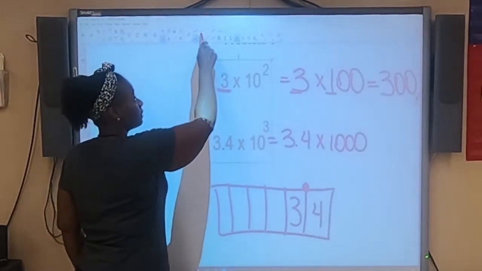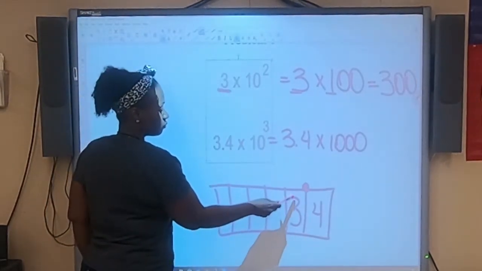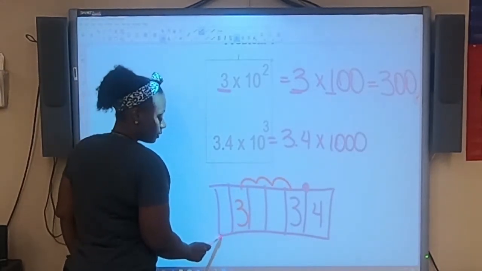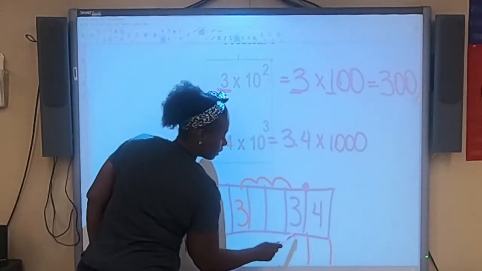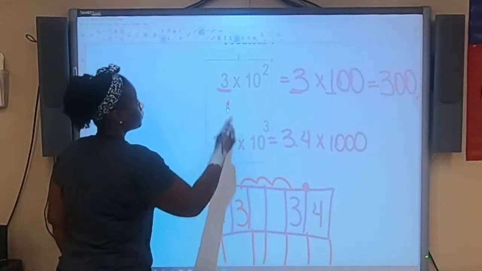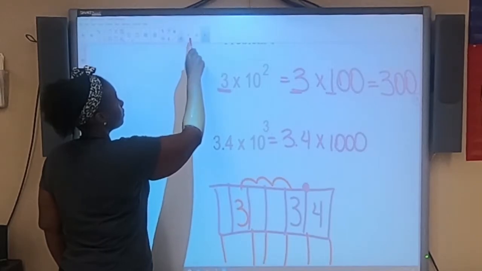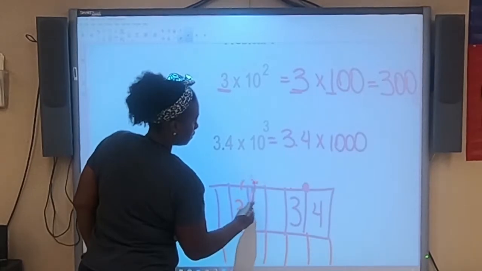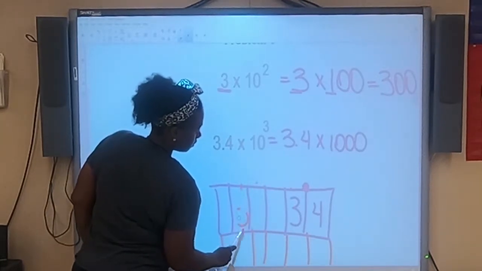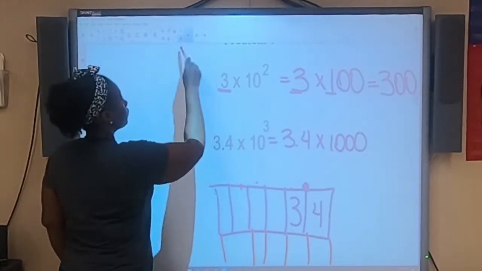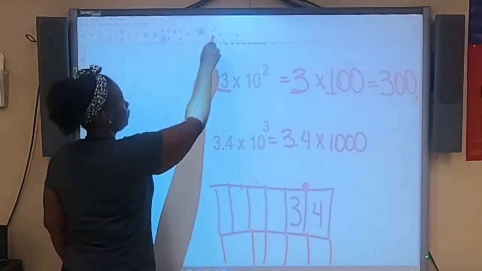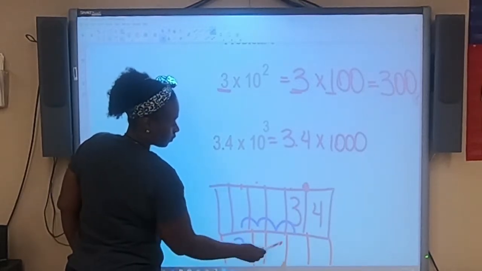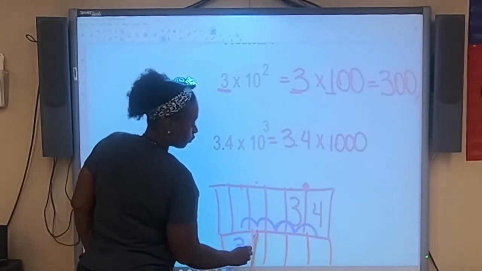So I'm going to take my digits and move them. 1, 2, 3. Oh, wait. I don't like that. I like to bring that down. So we're going to erase that and do that over. Okay. So I'm going to shift to the left 3 times. 1, 2, 3.